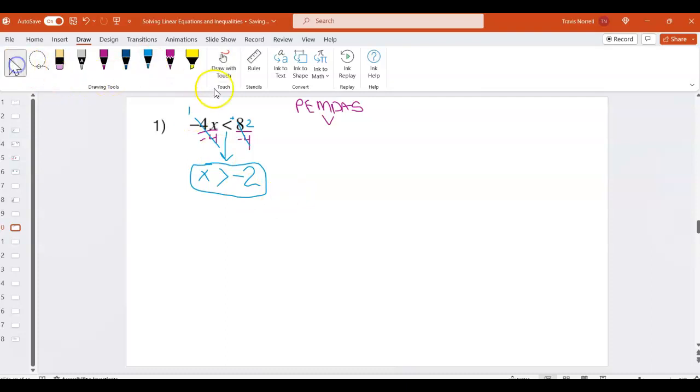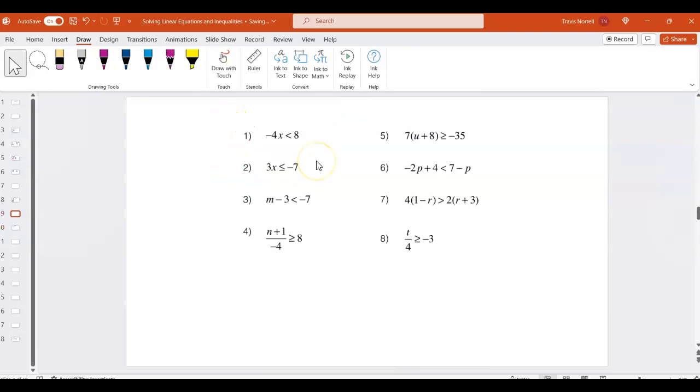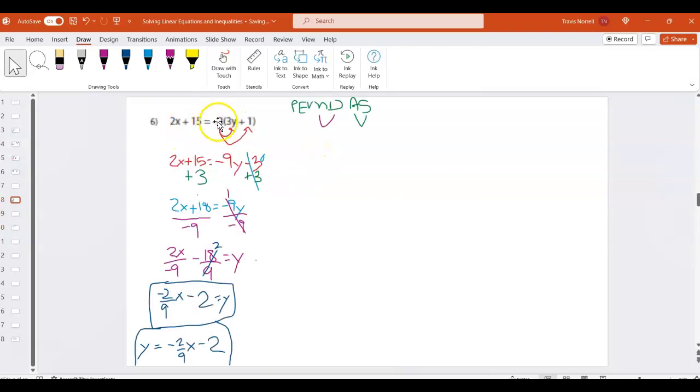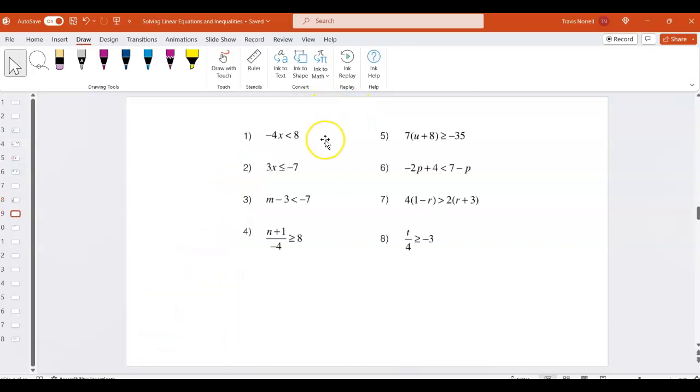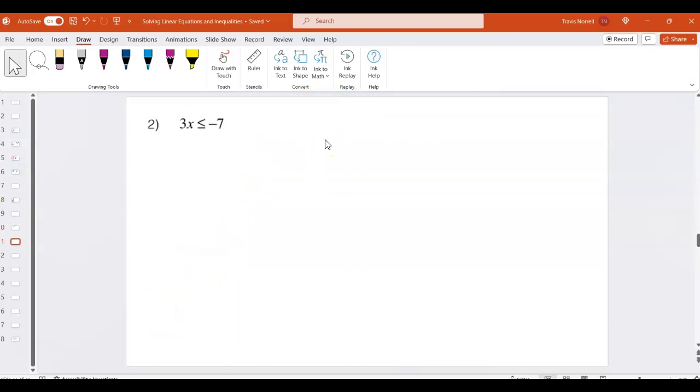So that's the only difference in solving inequalities versus equations: when you multiply or divide by a negative number, you actually have to flip that inequality sign around. Not add or subtract, just multiply or divide. So let's look at number 2 here.